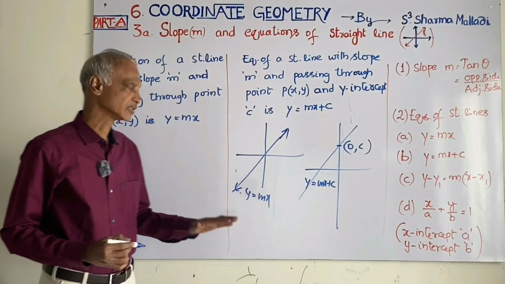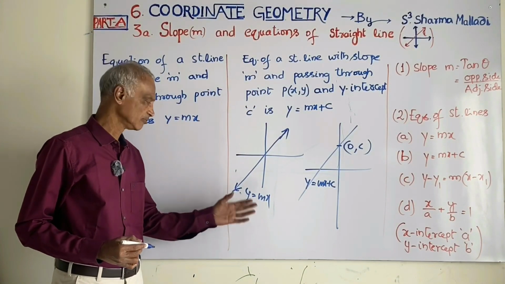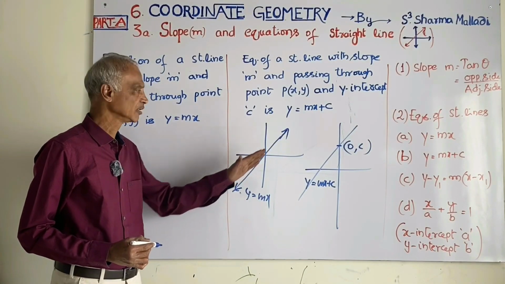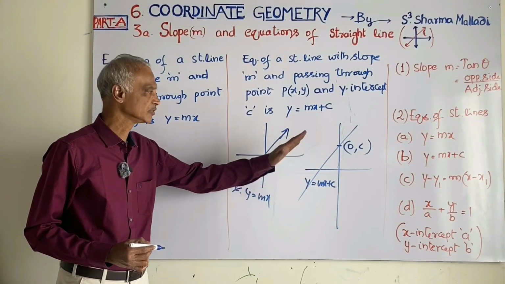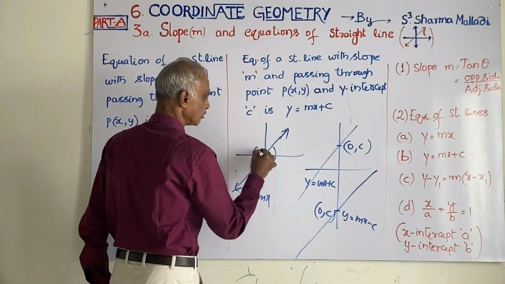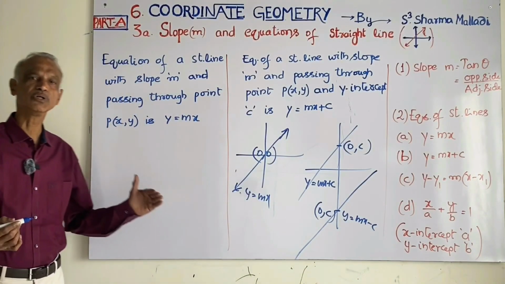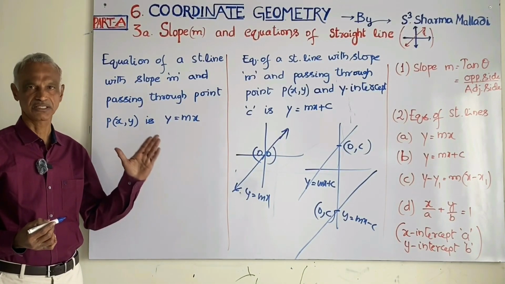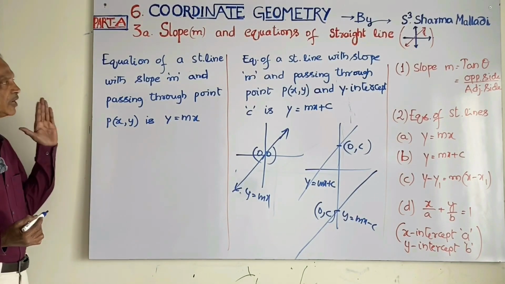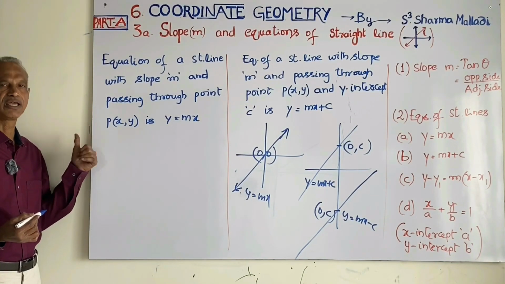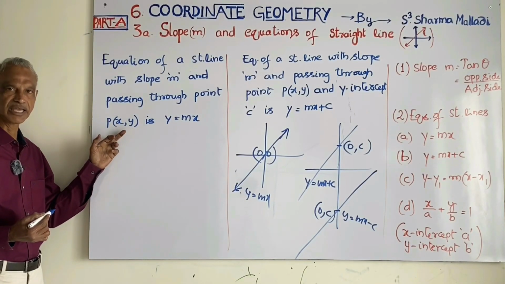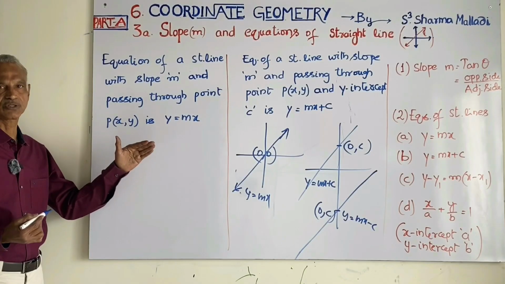Only two forms of equations of straight line with the two variables x and y, which is passing through origin, which is not passing through origin, which is passing through y-intercept. y is equal to mx passing through origin 0 0. You will have only two forms of straight lines, that is y is equal to mx and y is equal to mx plus c. Now we have to find the equation of the straight line having slope m and passing through the point p x y, which is y is equal to mx.